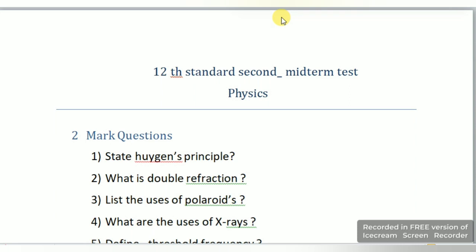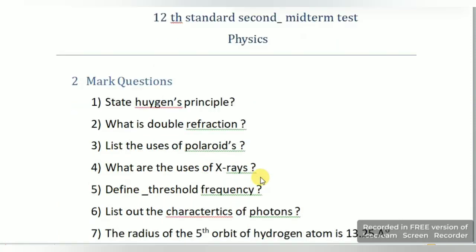In this video, we will go through 12th standard second midterm physics important 2 marks, 3 marks and 5 marks questions. First, 2 marks questions. State Huygens principle. Next, what is double refraction? Next, list the uses of Polaroids. Next, what are the uses of X-rays?